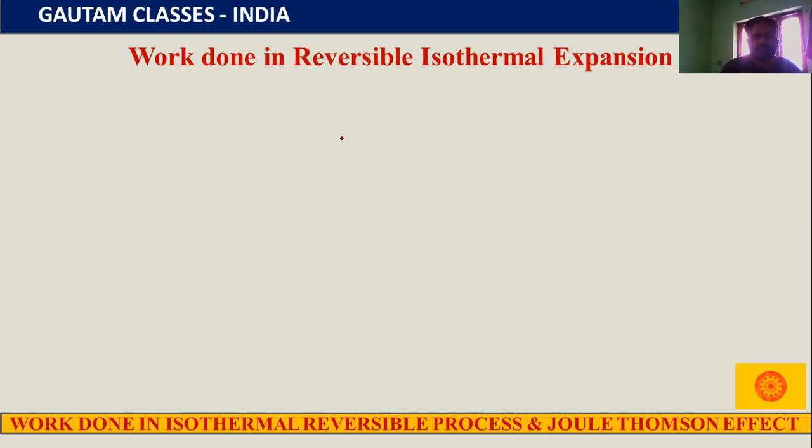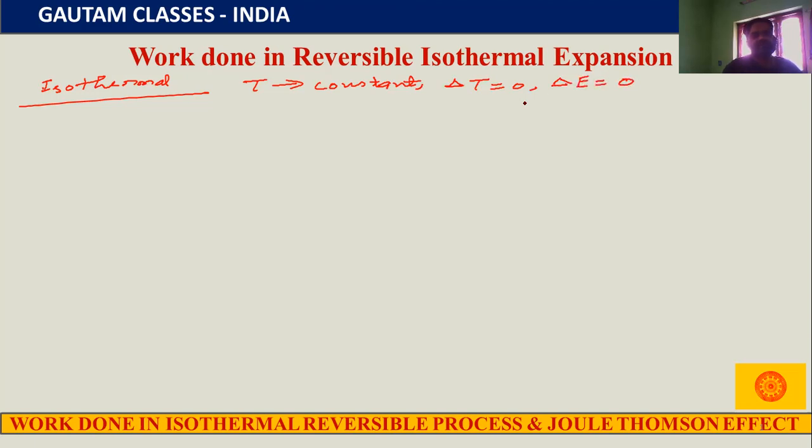First, we have to know what is happening in isothermal expansion. You all know very well: in isothermal condition, what is constant? Temperature is constant. So the change in temperature will be zero. And one more thing, the change in internal energy will also be zero in isothermal condition.